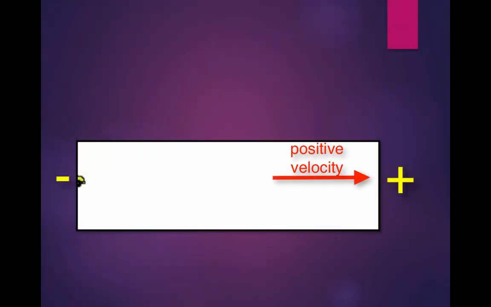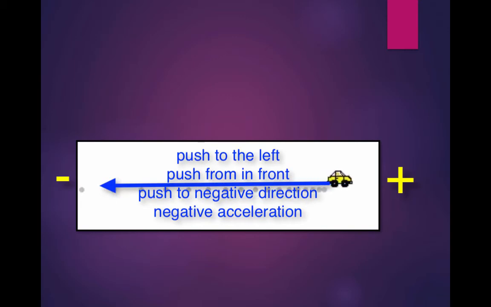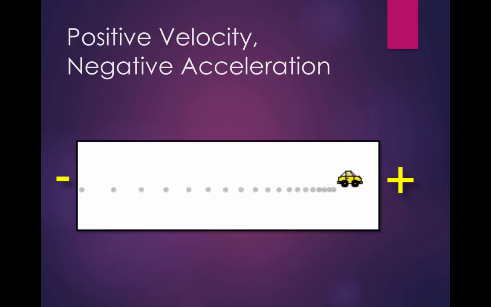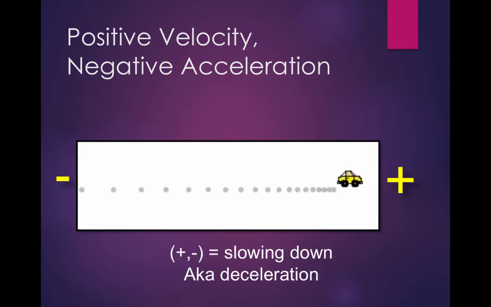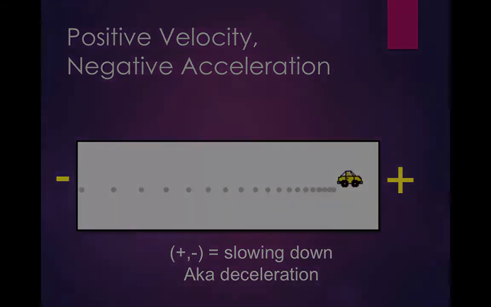This car is moving to the right but slowing down. The movement to the right makes the velocity positive. If we think of acceleration as push, the push must be to the left to slow it down. So acceleration is negative. If an object has positive velocity and negative acceleration, different signs, you have slowing down in the positive direction, often referred to as deceleration.